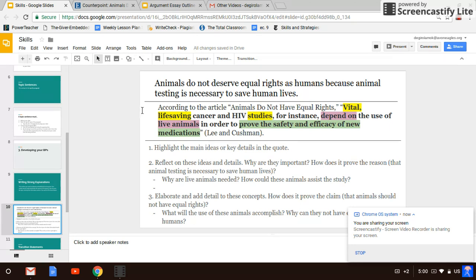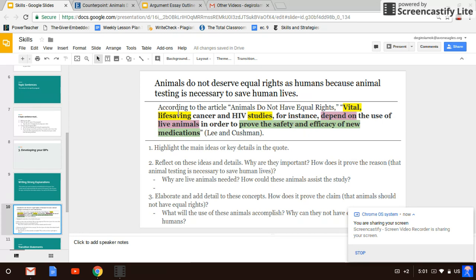So just looking at this quote, your reader might look at "vital life-saving studies" and think, okay, these are studies that can save people's lives that are necessary. And then thinking about it, okay, these studies must depend on live animals. So that already answers my question of, okay, that means they have to be alive. It can't be anything that is not alive. And these studies show me the effect, it proves the safety and efficacy of these new medications. It proves that these medications will work and that they're safe for humans.